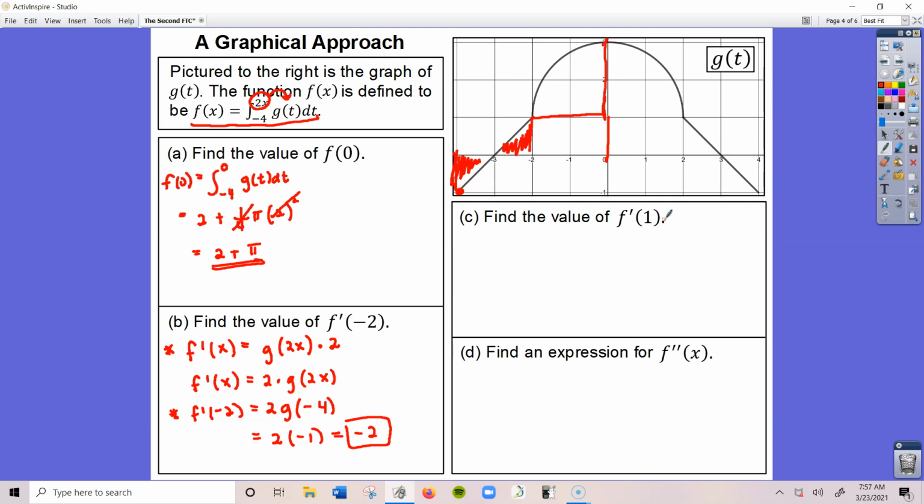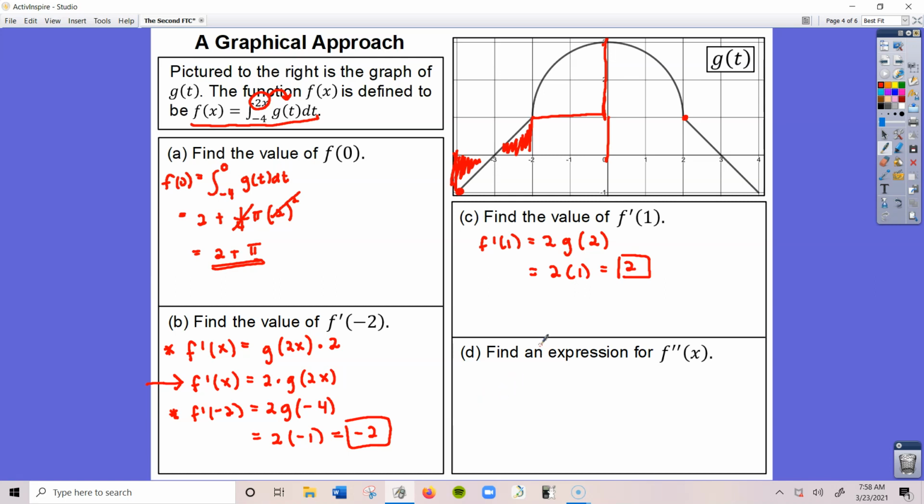Let's try that again. Here we have f prime of 1. We already found the function for f prime of x. So f prime of 1 is going to equal 2 times g of 2 times 1, which is 2. Now g of 2, I look at my graph here, is 1. So we have 2 times 1, which is 2.